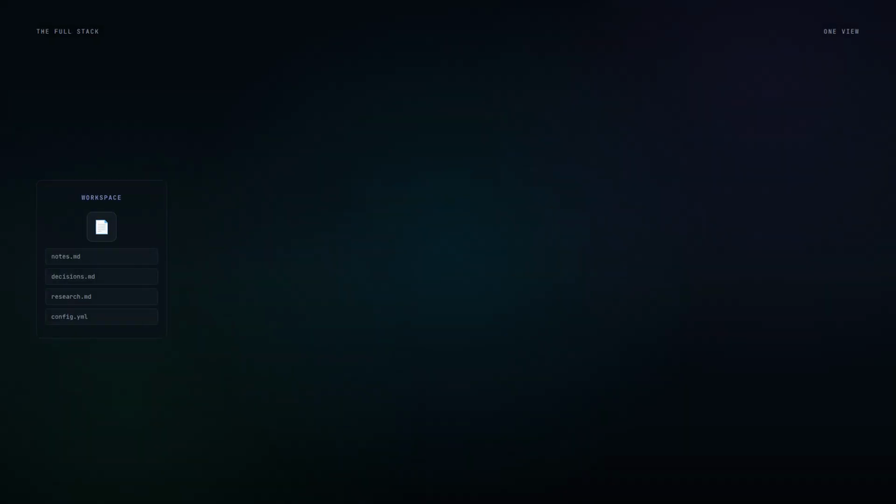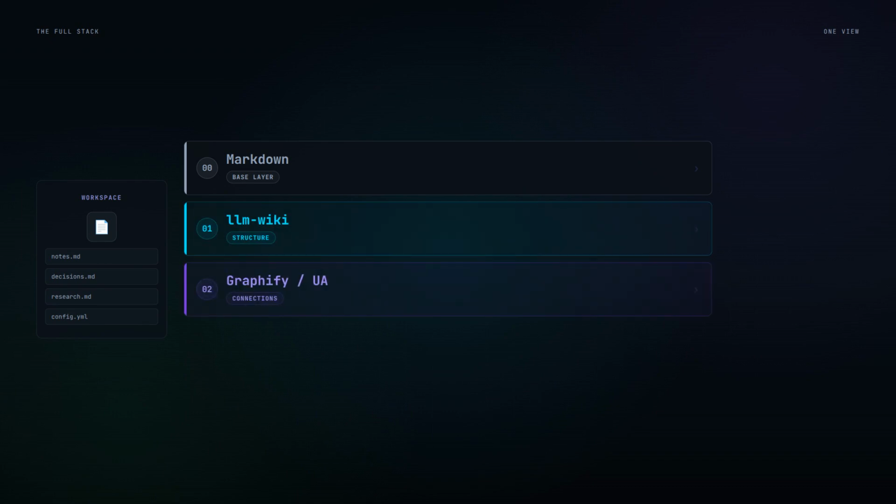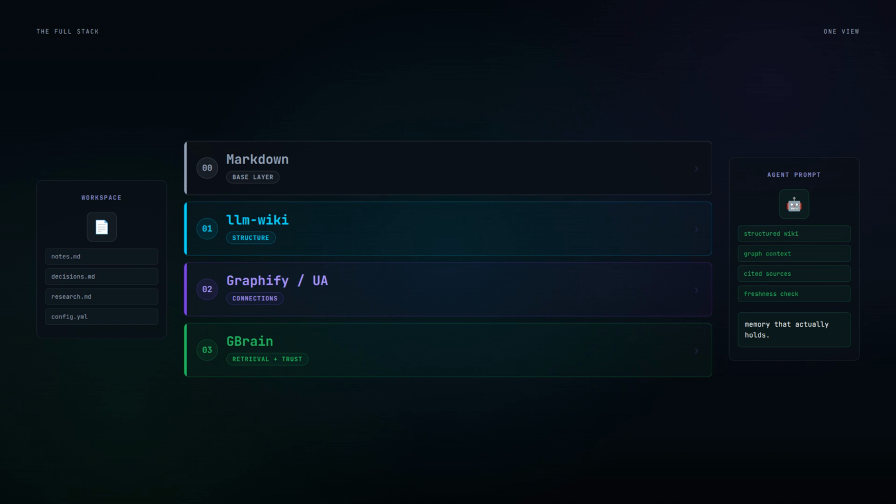Here is the full stack in one view. Markdown as the base. llm-wiki for structure. Graphify or understand anything for connections. GBrain for retrieval and trust. Each layer solves exactly one problem. Together they give your agent memory that actually holds.